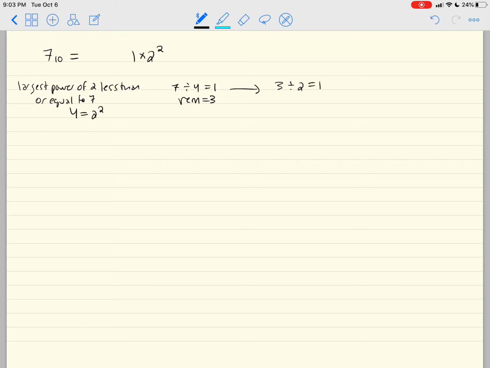Okay. So 3 divided by 2 is a quotient of 1 with a remainder of 1. Okay, so that will be a 1 times 2 to the 1. And the 1 will get carried on and divided by the next power of 2, which is 2 to the 0 or 1. So this will give me a 1 times 2 to the 0. Okay. Finally then, we ignore all the 2's and just write the numbers in front of them. That is 1, 1, 1 in binary.